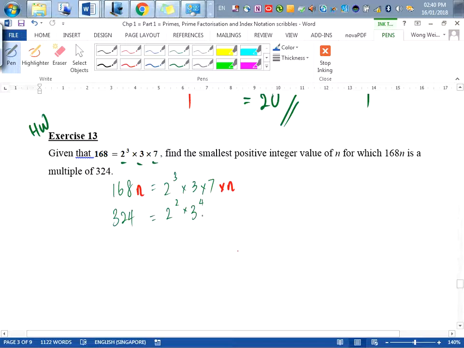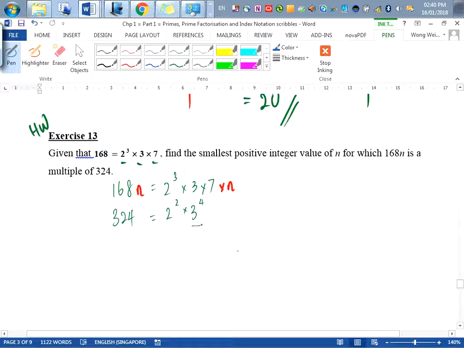Now, this over here is 3 to the power of 4. Do you know what this means? What does 3 to the power of 4 mean? Very good, you got it right. 3 times 3 times 3 times 3. There are 4 of them inside. What about this one over here? How many 3s are there here? Yeah, there's just one only, right?